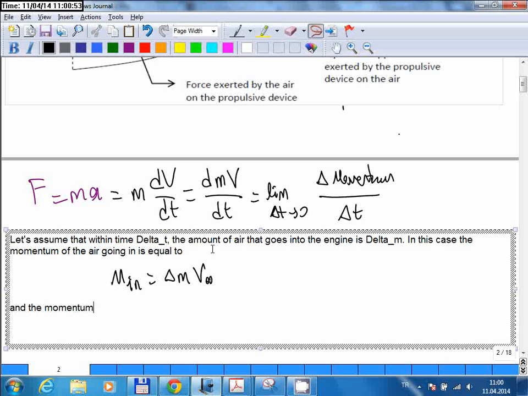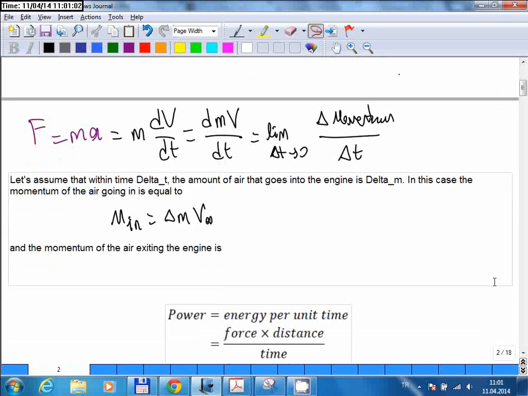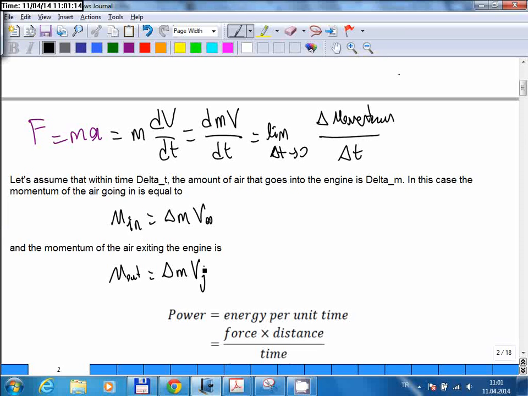And the momentum of the air exiting the engine is, let me call that m out, and this is going to be delta m times vj, right? Because the output speed is vj, and the same amount of air goes out since no mass is lost in the engine. Obviously, what goes in should go out.